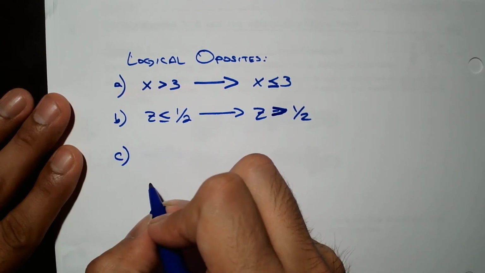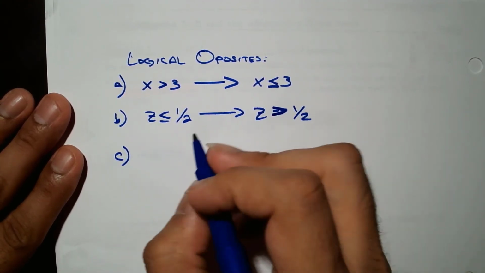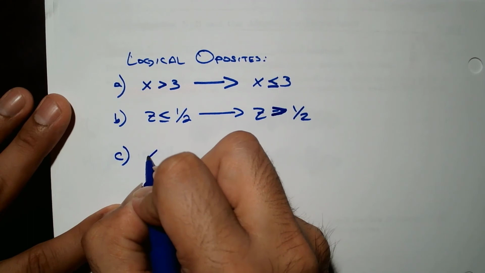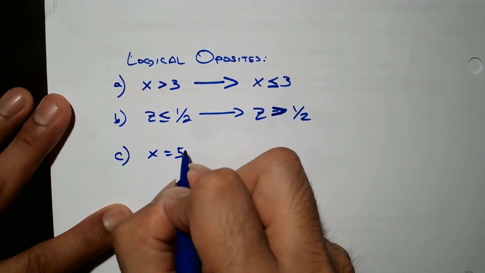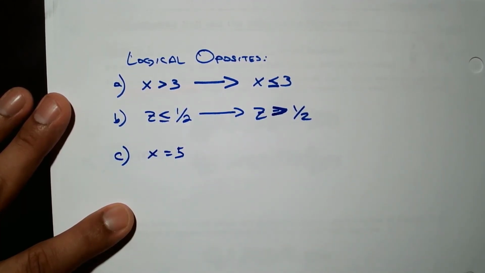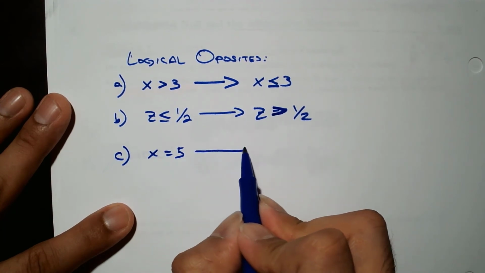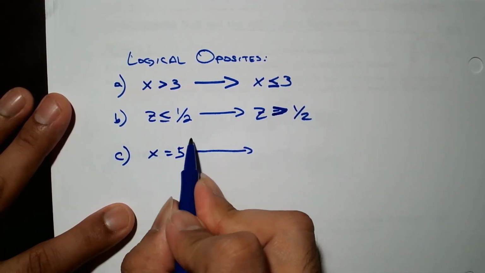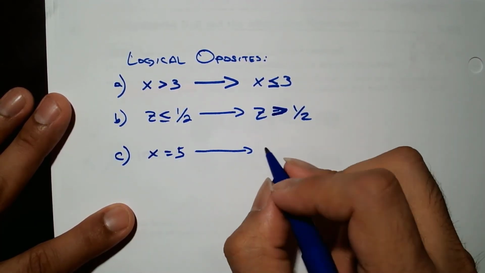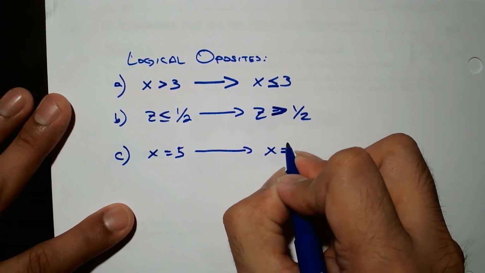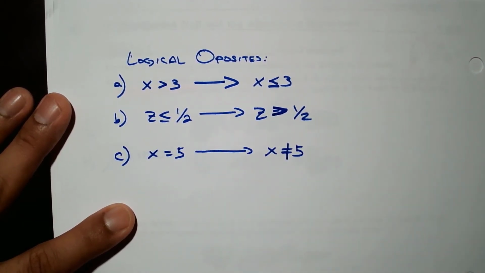What is the logical opposite of, I don't know, x equals 5? And be careful with this one. This might be the trickiest of them. Okay, so the logical opposite of x equals 5 is x not equal to 5.